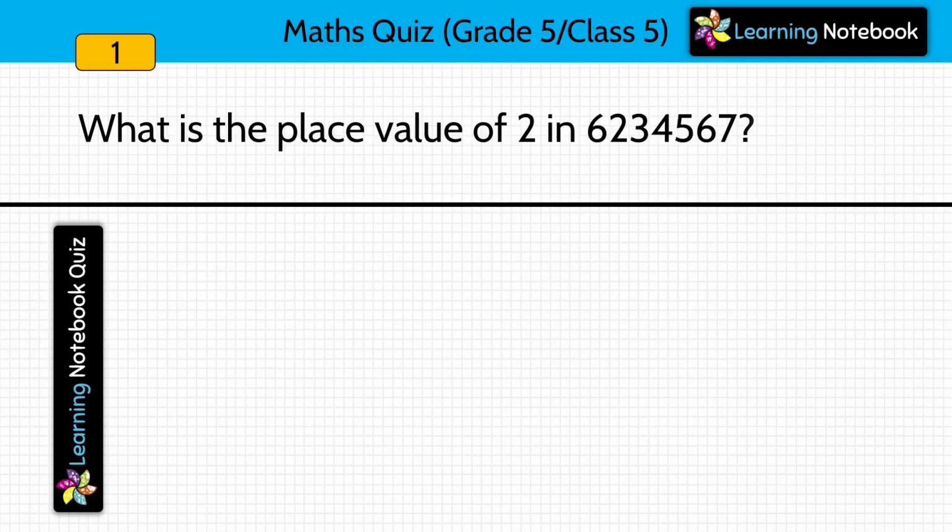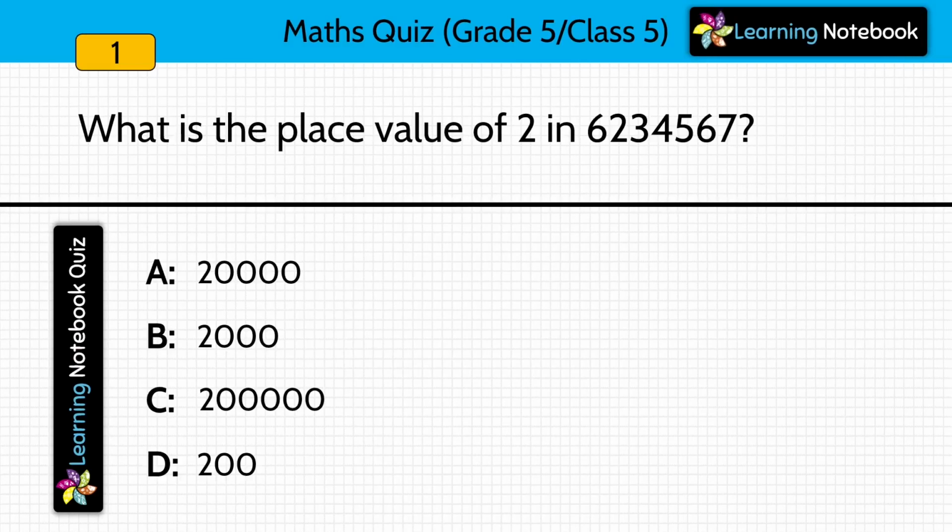So let's start with question number 1. What is the place value of 2 in this given number? You have to tell the place value of digit 2 in this given number. Look at the options. Yes, the answer is option C, 2 lakh.